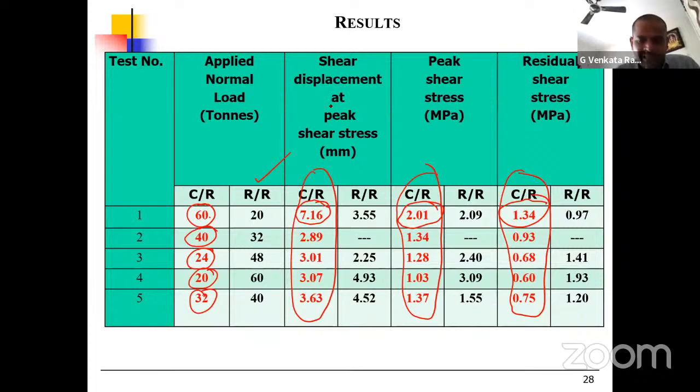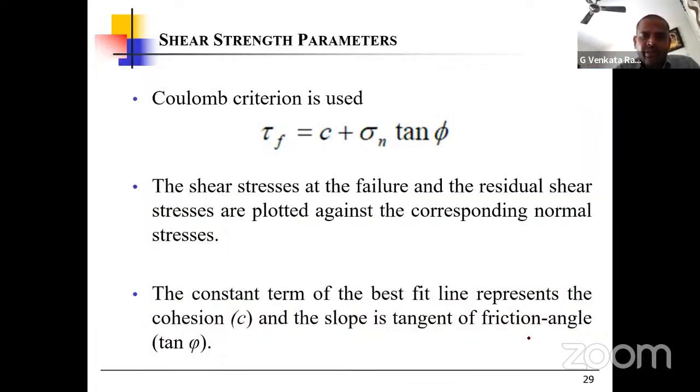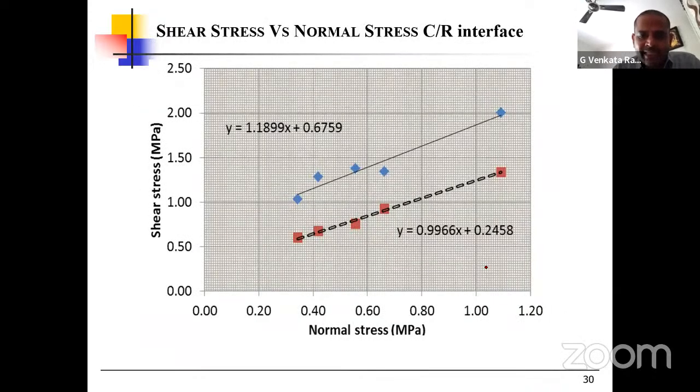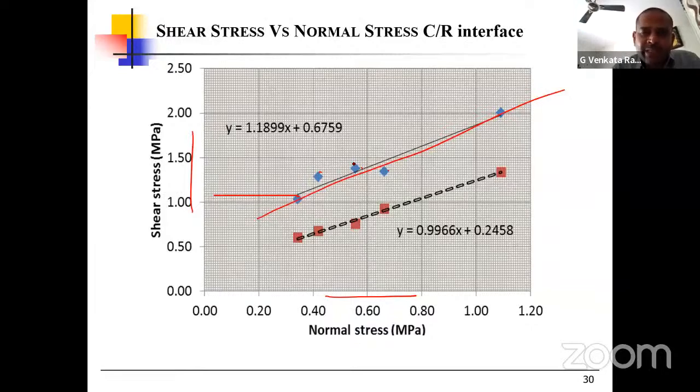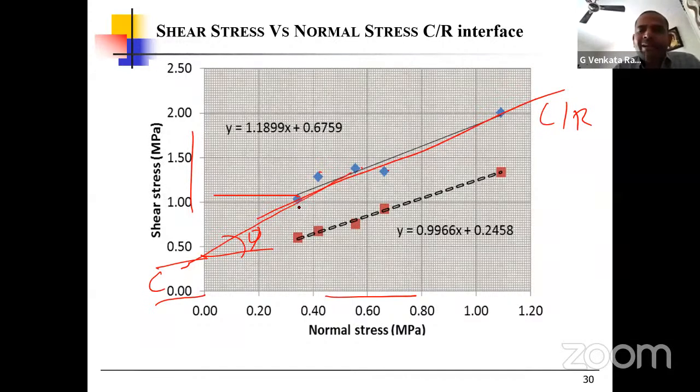Then, students, see this equation I have used, because the Coulomb criterion is more important for this calculation. Once I know the normal stress and the shear stress, there are five points: point 1, 2, 3, 4. This is the best fit curve, and where it touches here is equal to phi, and this is equal to C. For concrete over rock, it is C concrete over rock and phi concrete over rock. This is residual, this is the peak. Generally, residual stresses are lesser than the peak.